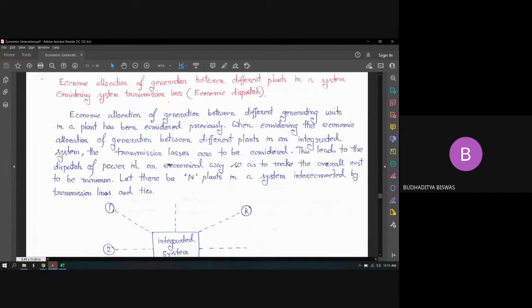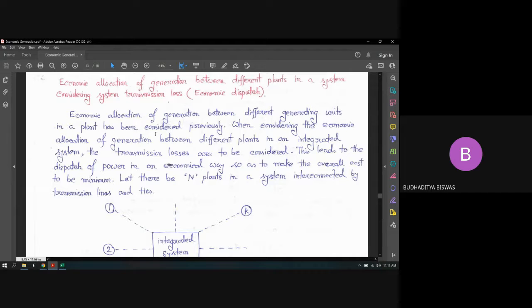This leads to the dispatch of power in an economical way, so as to make the overall cost minimum. That's why this is called economic load dispatch. We are not only generating the load, we are generating the load as well as dispatching the load economically.